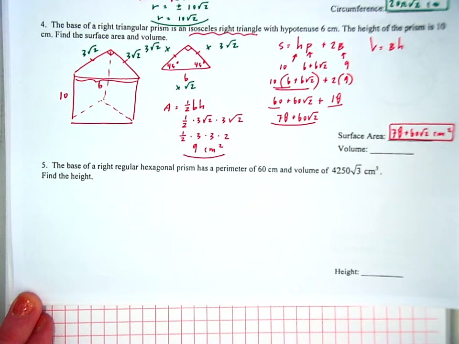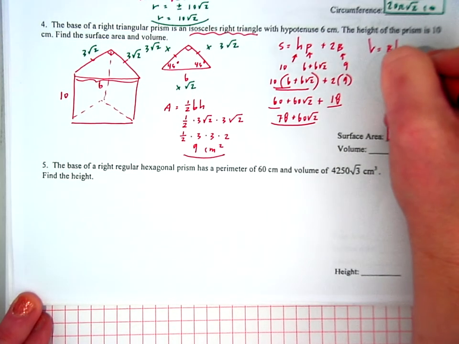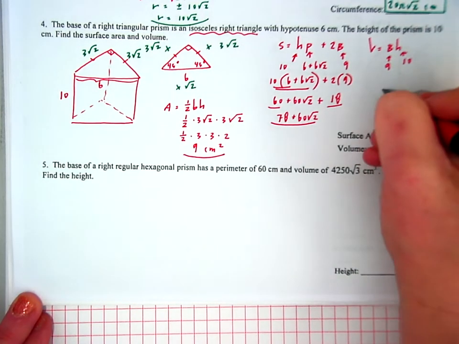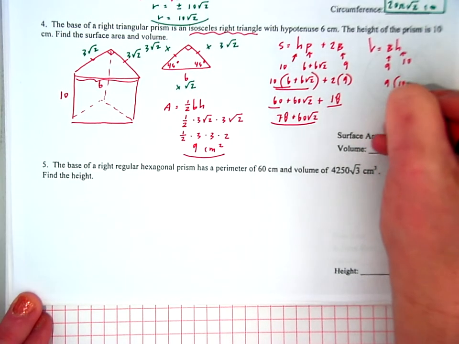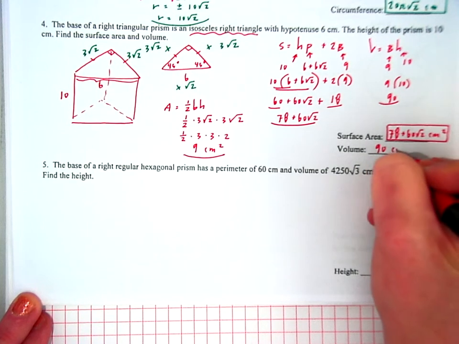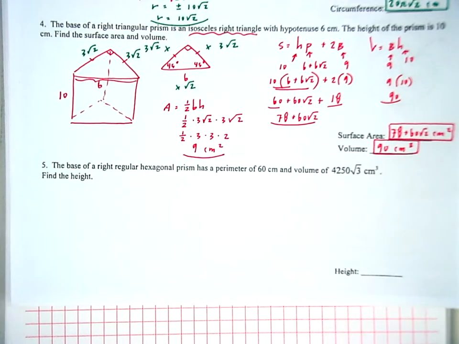Okay, volume, my base area is 9. The height of my prism is 10. So that's a pretty easy calculation. It's just 9 times 10, and we get 90. So 90 centimeters cubed. Area is always square units. Volume is always cubic units.